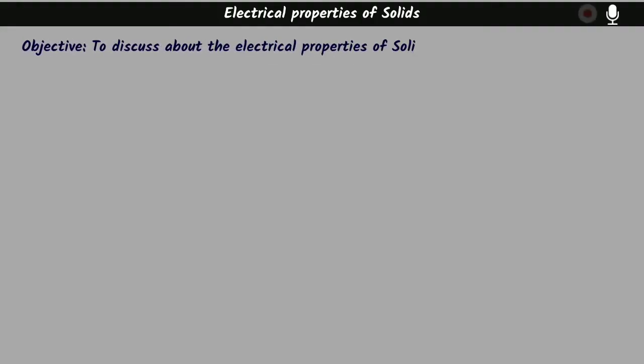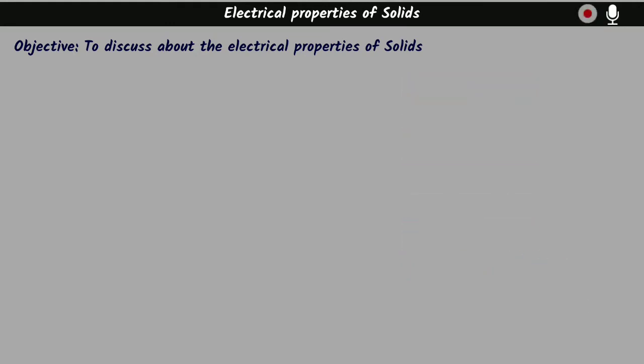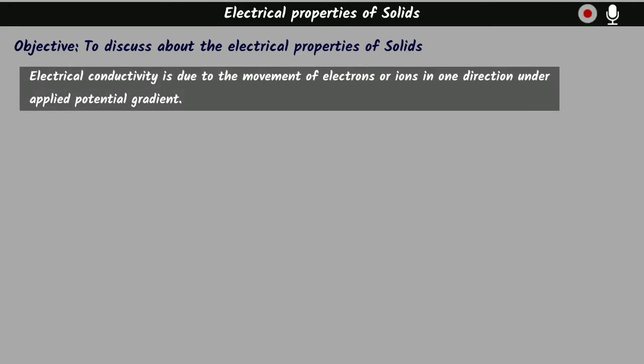Good morning. So today we are going to discuss the electrical properties of solids. When we are talking about electrical properties, in the case of a solid, that means the movement of electrons. The electrical conductivity of a solid comes from the movement of electrons from one point to another point in that solid.